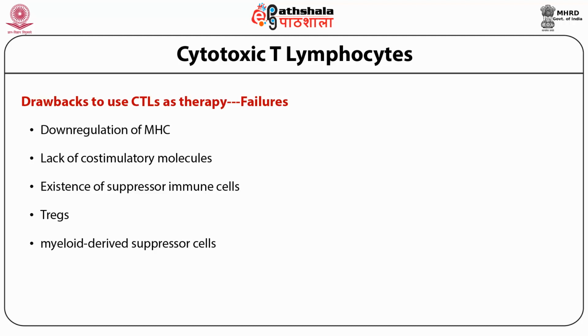Therefore, the autologous cytotoxic T lymphocytes can be isolated, expanded, activated, and reinfused as potent cytotoxic lymphocytes in the patient for better reduction of tumor mass. This is called adoptive therapy, along with chemotherapy and radiotherapy.